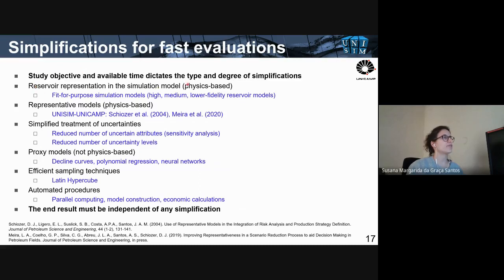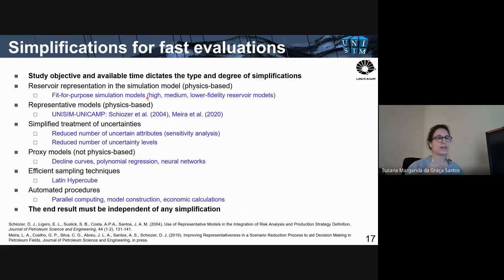We can do simplifications in how we treat my simulation models. This was the focus of one of your classes. We talk about high, medium, and lower fidelity models, okay? So we talk about fit-for-purpose models. It's the ones the industry usually uses, okay? But depending on what I'm studying, if I'm doing optimization, I need to run thousands of evaluations. Sometimes I need to use lower fidelity models. They are not so precise, but for the type of evaluation that I'm doing with my optimizer, they're okay.